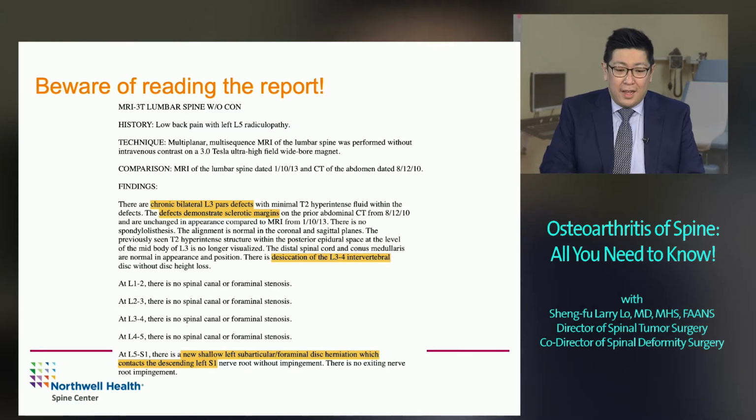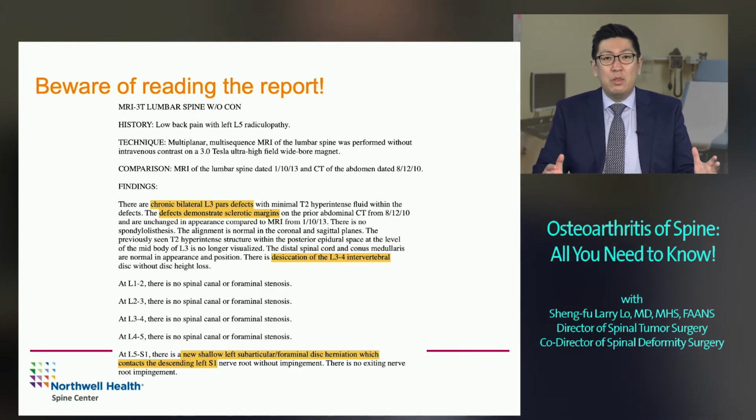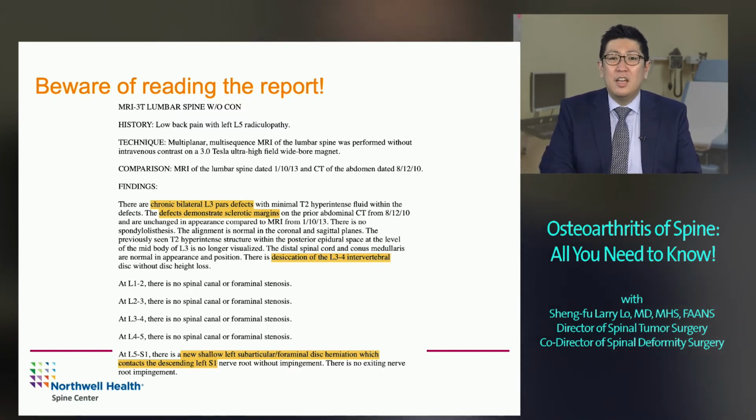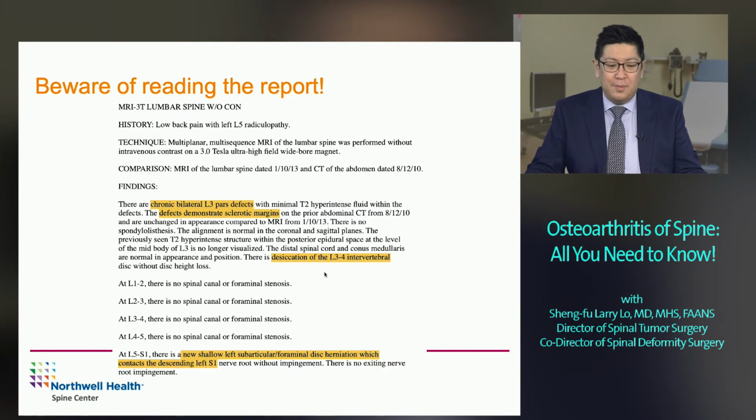If you look at the second line there, the defects demonstrate sclerotic margins. What does that mean? It just means that there's some bone formation around that defect. It means nothing more than that. But again, to your layperson, that could be very concerning. If you move over to the third section I highlighted, there's desiccation of the L3-4 intervertebral disc. Again, as you age, you lose water in the disc, and that's just a normal finding.